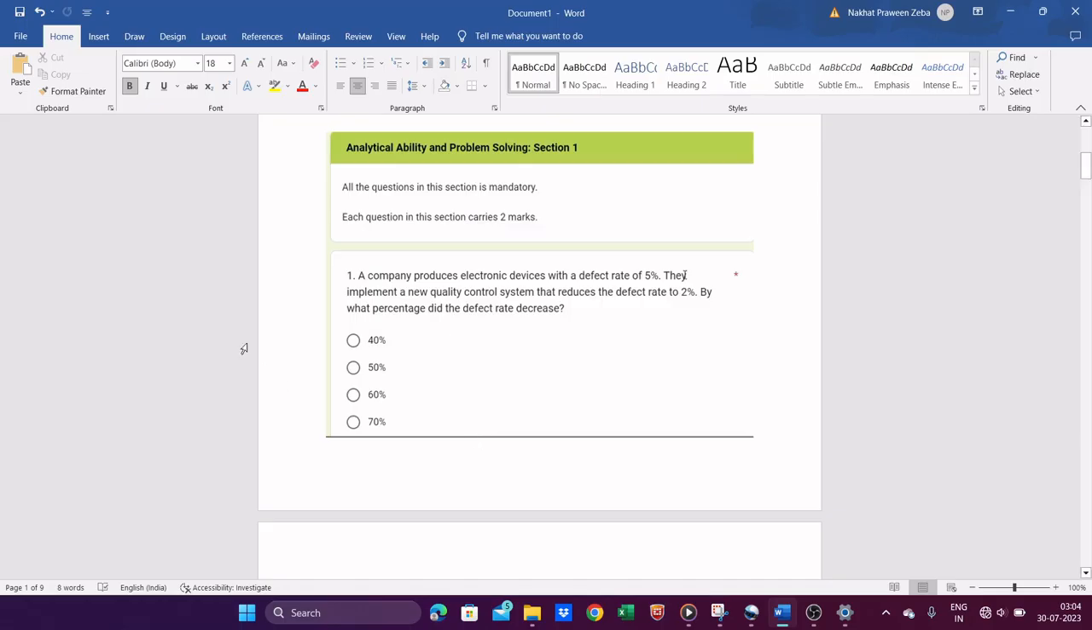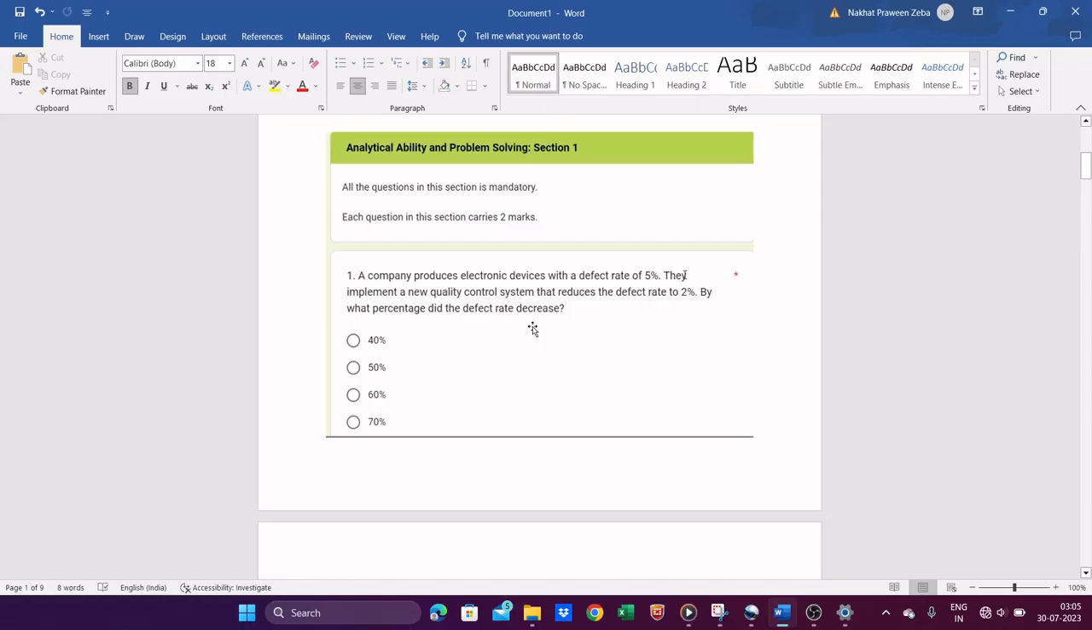Starting with analytical ability and problem solving, which is section 1. Each question in this section carries 2 marks, and all the questions in this section are mandatory, so you need to read the instructions carefully before giving the test. The first question: a company produces electronic devices with a defect rate of 5%. They implement a new quality control system that reduces the defect rate to 2%. By what percent is the defect rate decreased?